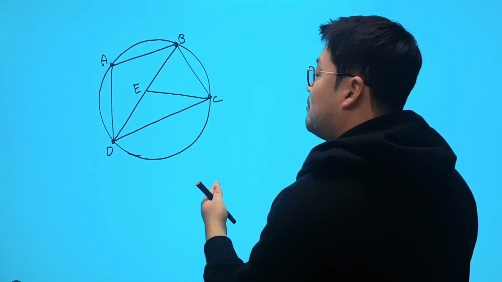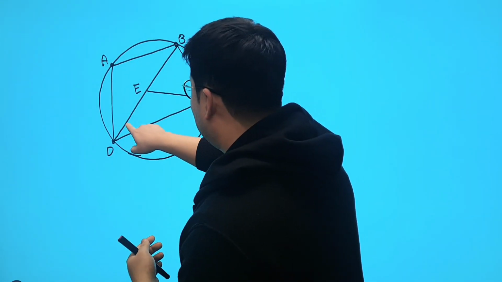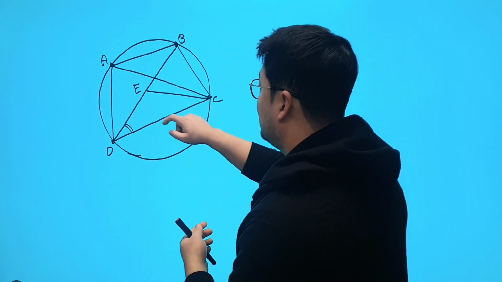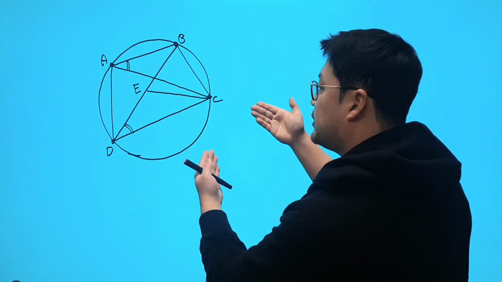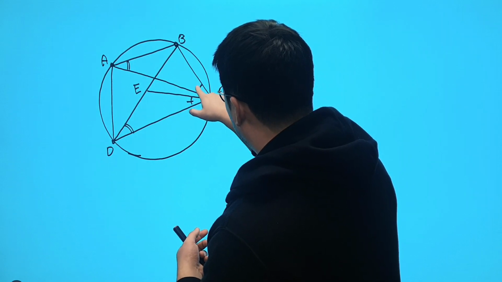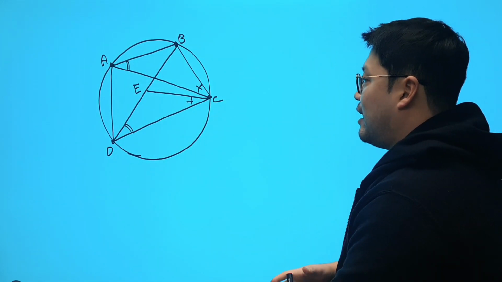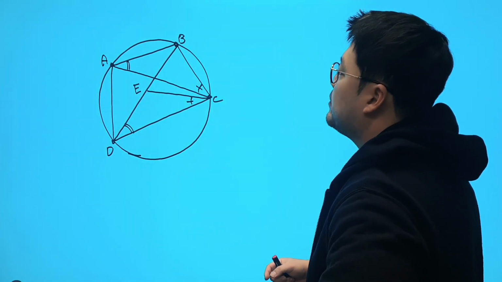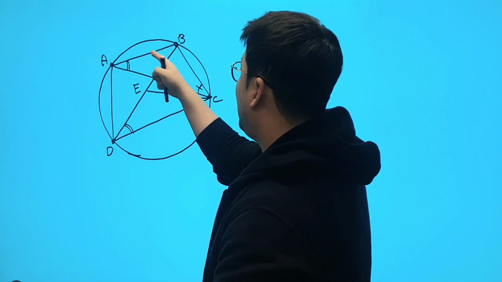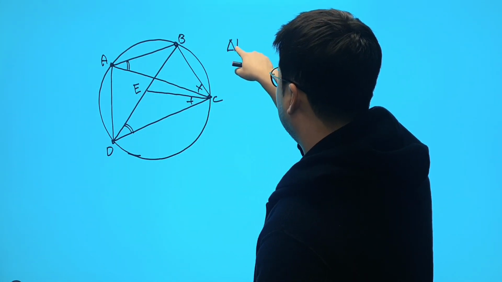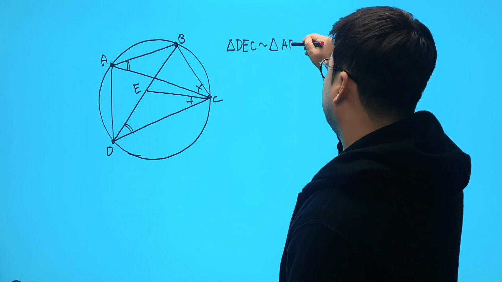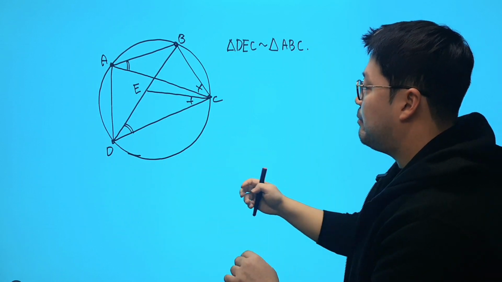If I find some point like this, then you can argue that these angles are congruent to one another, and of course I have to connect A and C, because they are intercepting the same arc. And I'm going to argue that this angle is congruent as well. That's a constructive geometry. All right, so I'm going to argue that DEC is similar to ABC. So here we go. We got triangle DEC similar to triangle ABC.